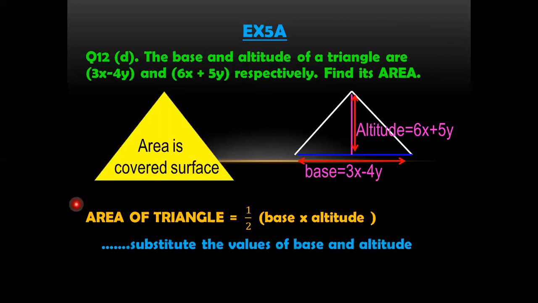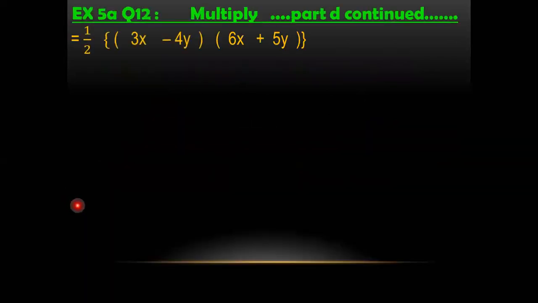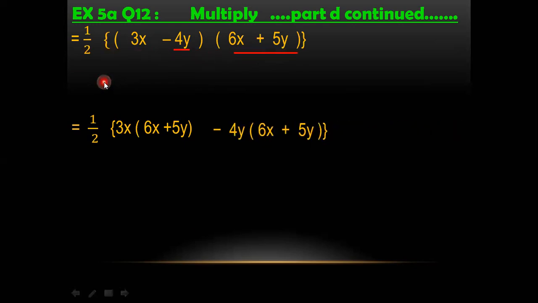And now we will substitute the values of base and altitude like this. And now we will continue. 1 by 2 multiplied by base value was 3x minus 4y and altitude value was 6x plus 5y. We will multiply 1 by 1. 1 by 2 into 3x first will be multiplied with 6x plus 5y, and then minus 4y will be multiplied with 6x plus 5y like this.